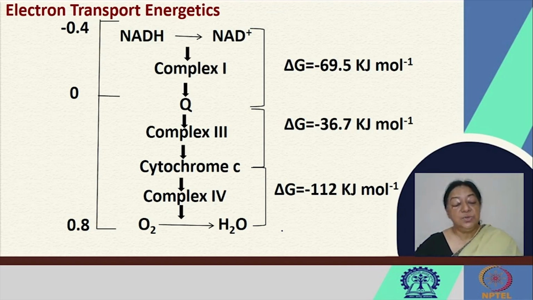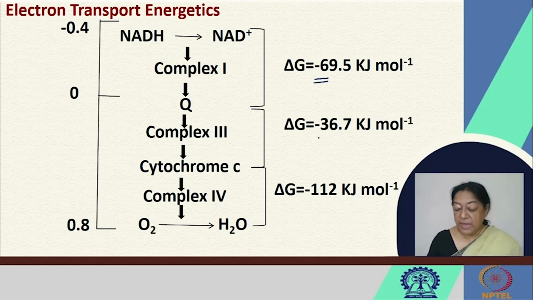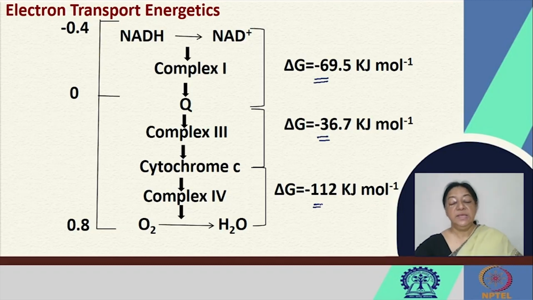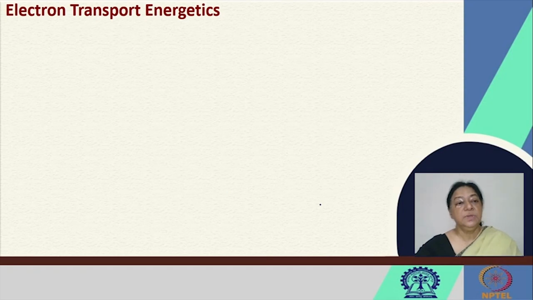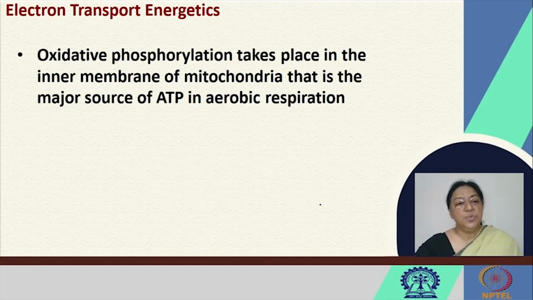The associated energetics with the different complexes are given here, and we can see that we have favorable cases as we go along in the energetics. In the electron transport, oxidative phosphorylation takes place in the inner membrane of the mitochondria. This is a major source of ATP in aerobic respiration and thus is an extremely important process that occurs.